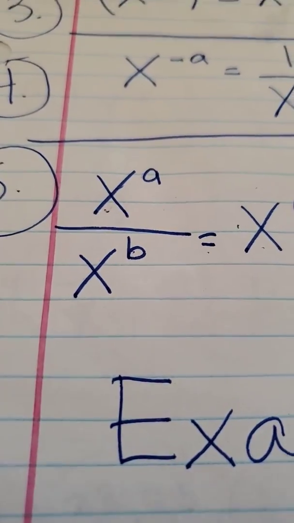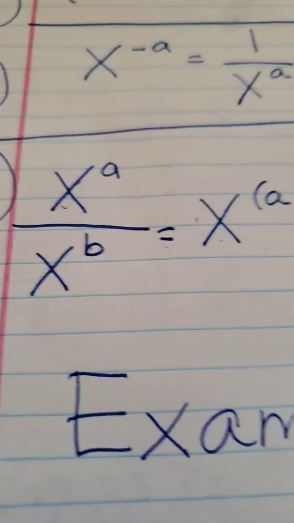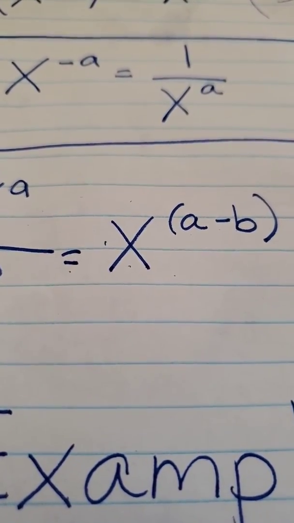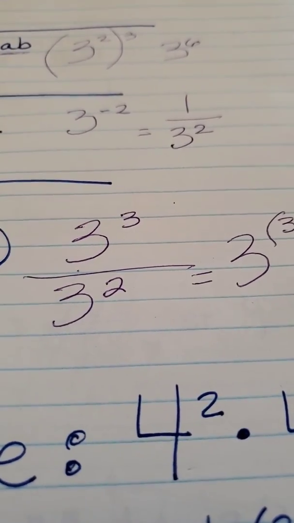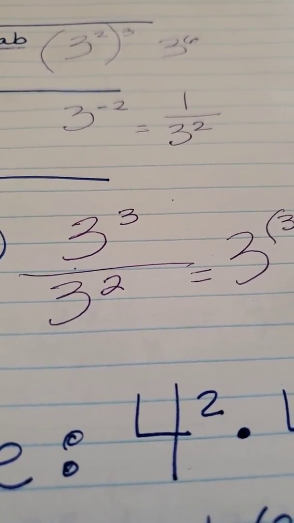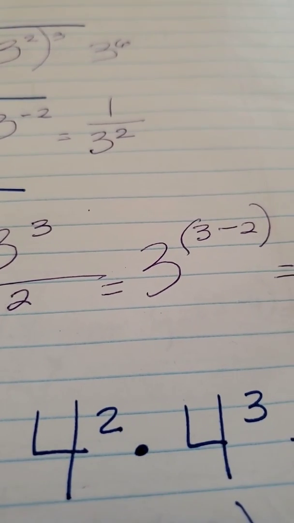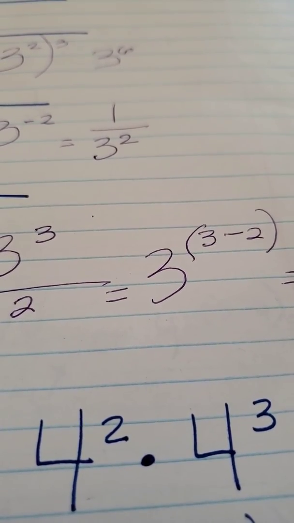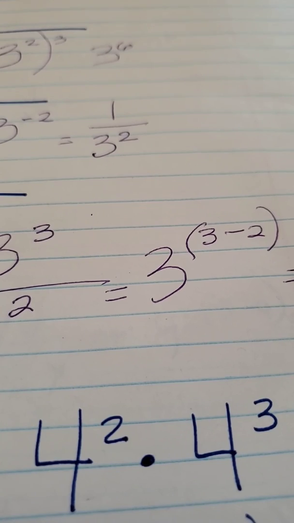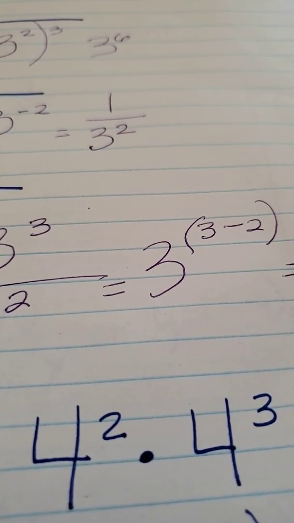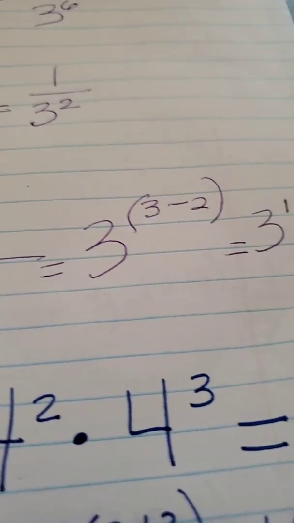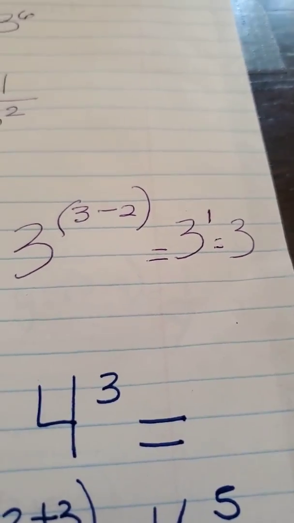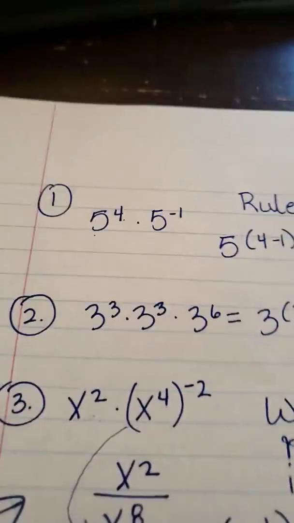And the next rule is x^a over x^b equals x^(a-b). So an example would be 3 to the third over 3 to the second equals, and then we just do subtraction. So for the first rule, we did addition. For this fraction rule, we do subtraction. So 3 minus 2 is 1. So basically we have 3^1, or 3. Okay?